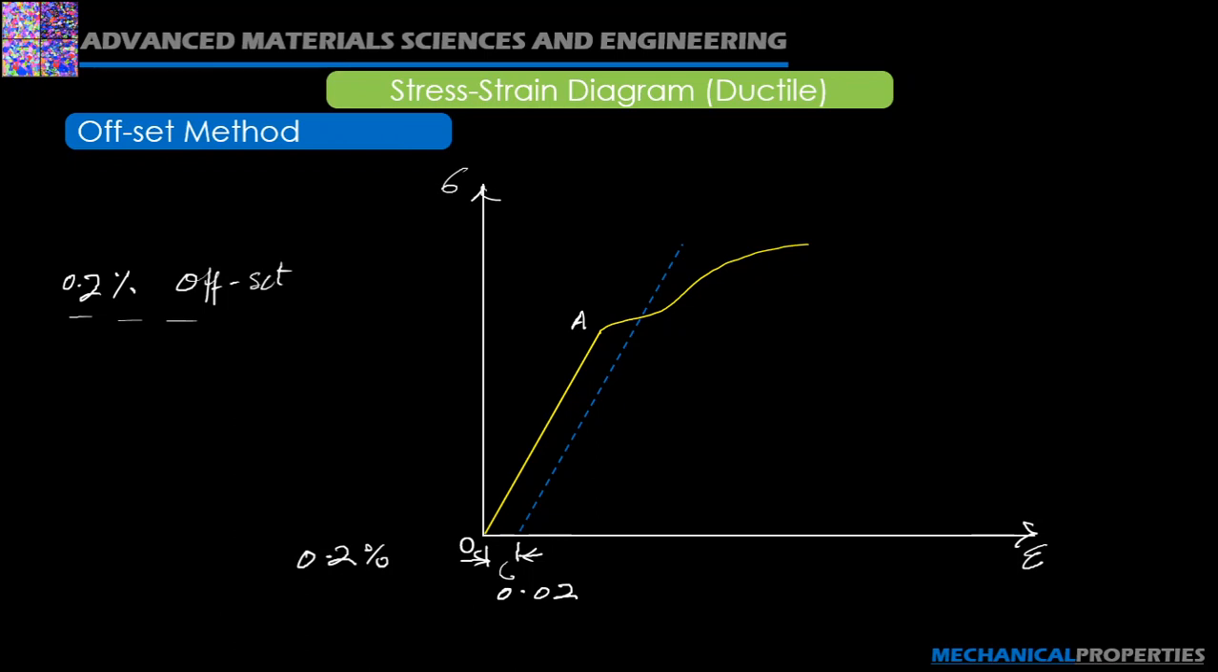At this point, where this line cuts the stress strain curve, this point is known as the yield point, and this is also known as the proof stress.